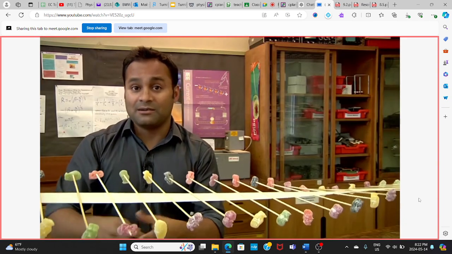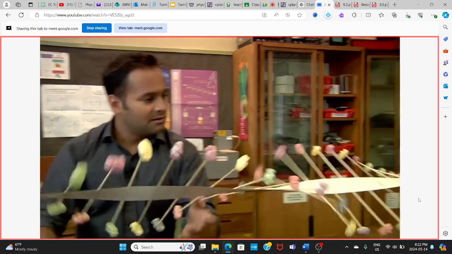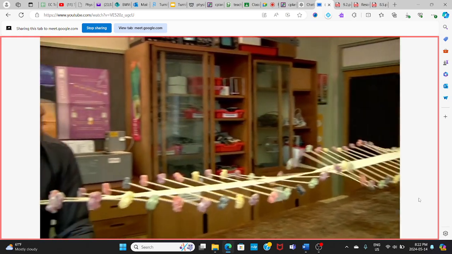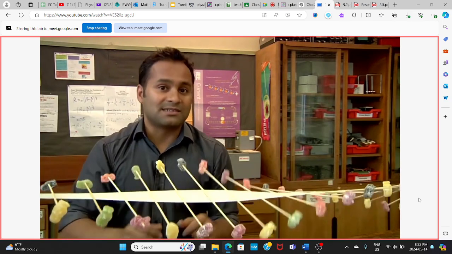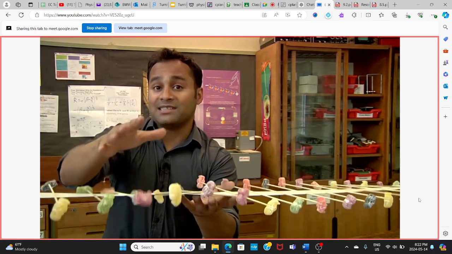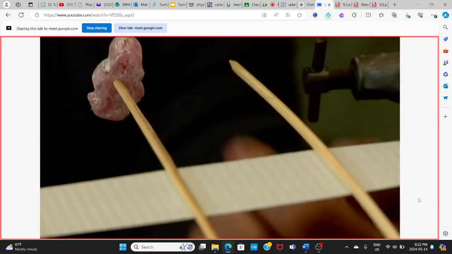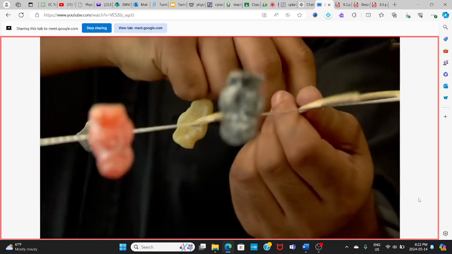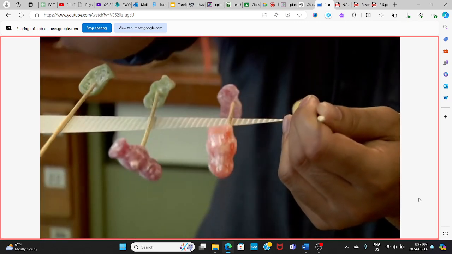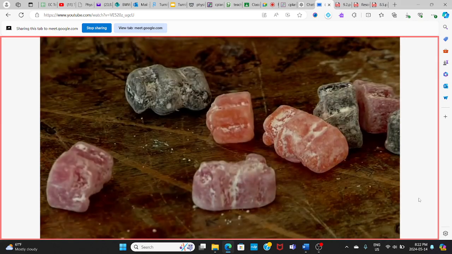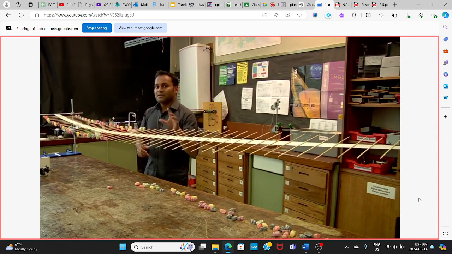If I jiggle the jelly baby up and down more quickly, I should get waves of a shorter wavelength and a higher frequency. And again, notice that that doesn't change the speed of the wave. We can change the speed of the waves by changing the machine. So, I've removed the jelly babies from just over half the machine. Now watch what happens.